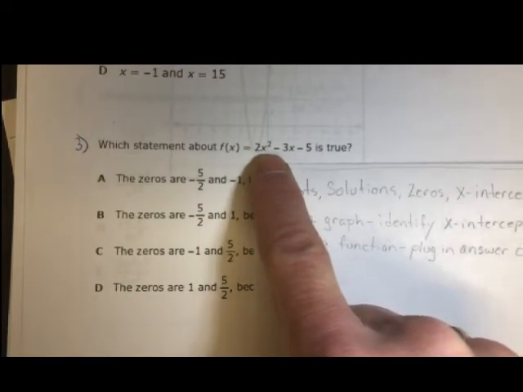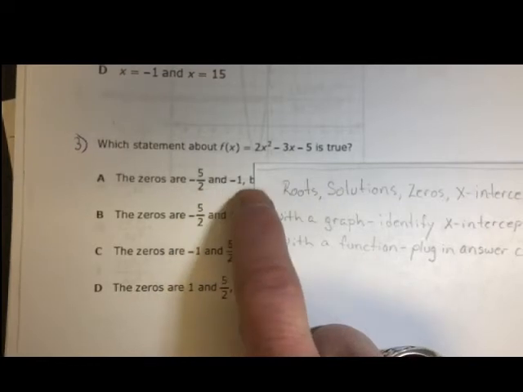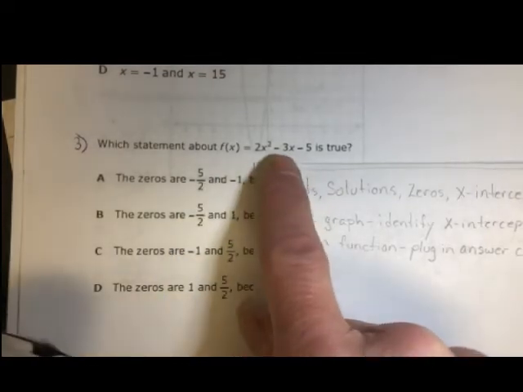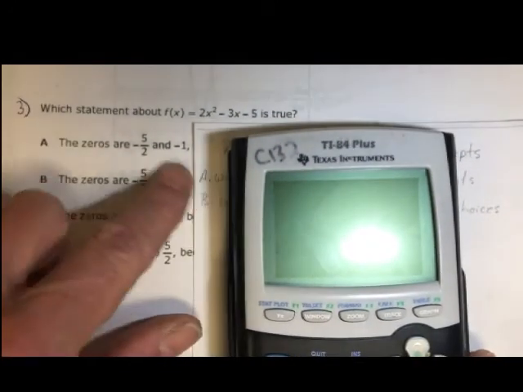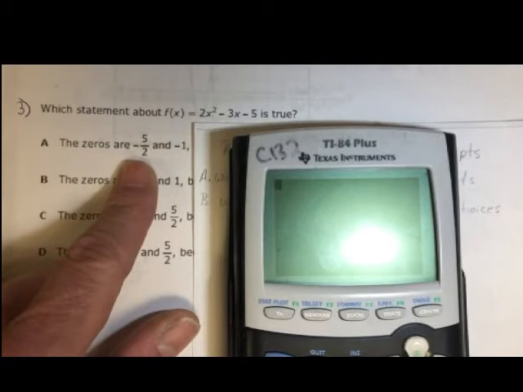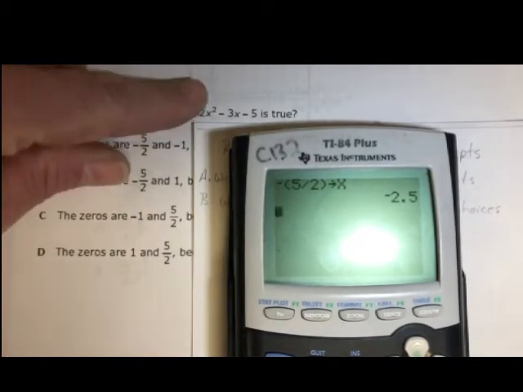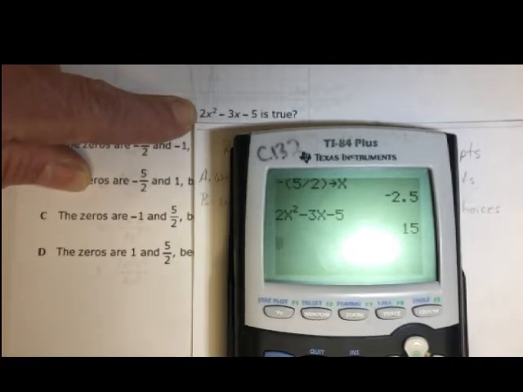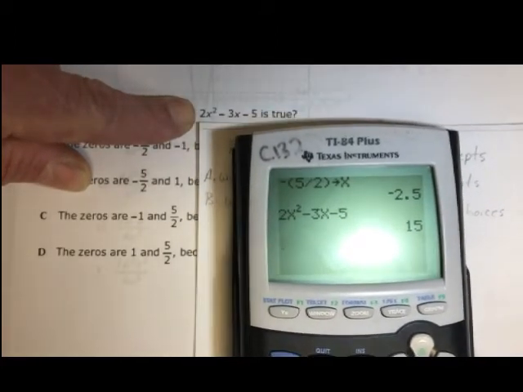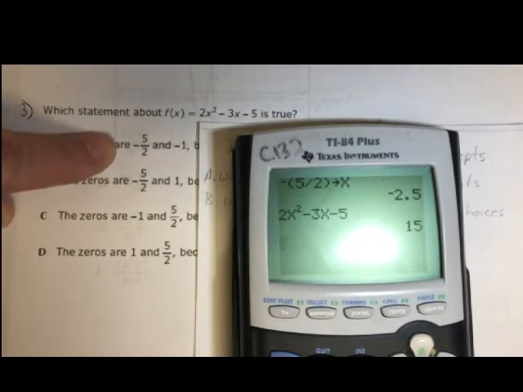So that's what we're going to do. We're going to use these values here in the calculator, and we're going to use them in this function, and the correct answer will give us 0 for both numbers. So here we go. Starting with answer choice A. -5 divided by 2. I'm going to store that for x. Now I will type the original function in, 2x² minus 3x minus 5, enter. That gave me an answer that was not 0, so I know that this is not the correct answer choice.